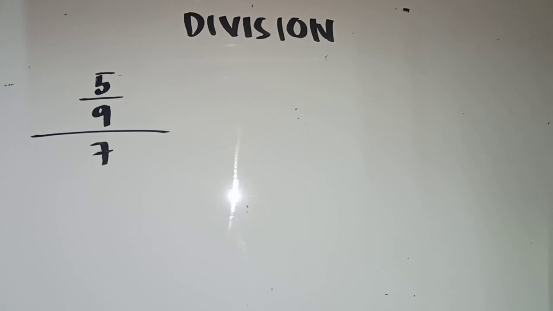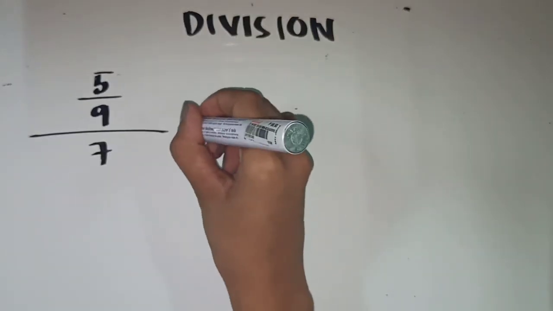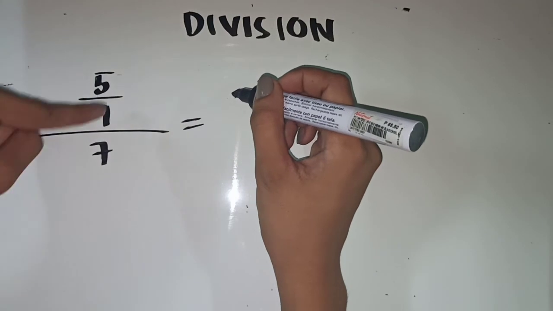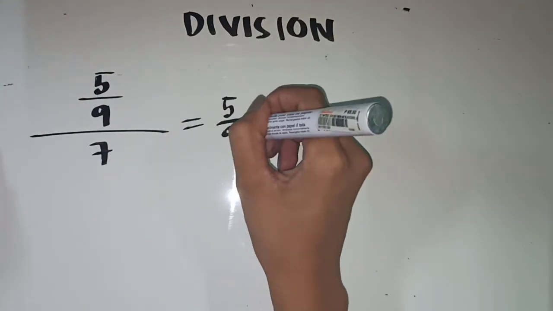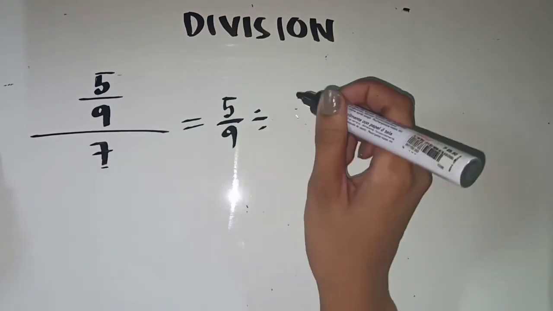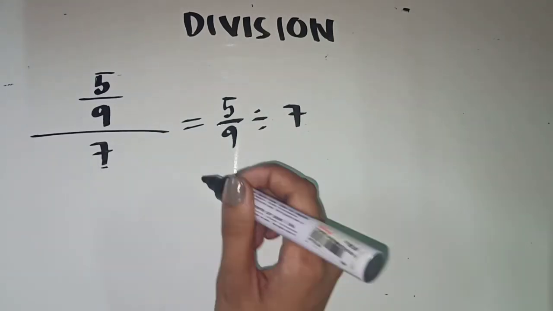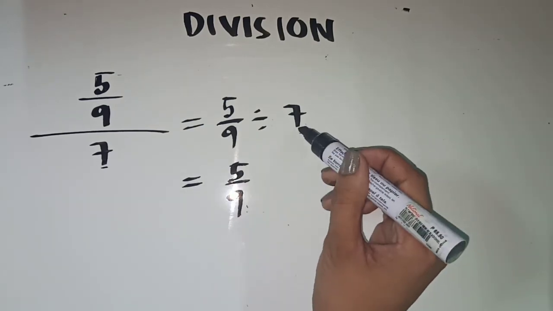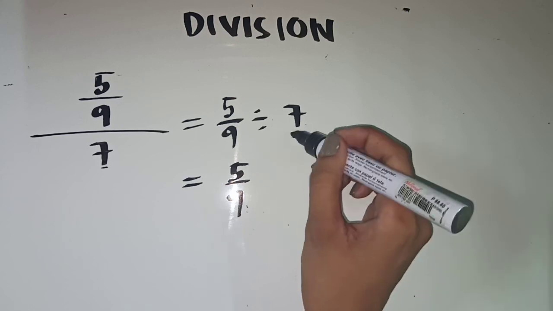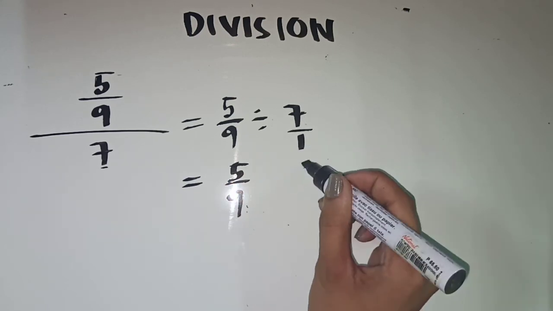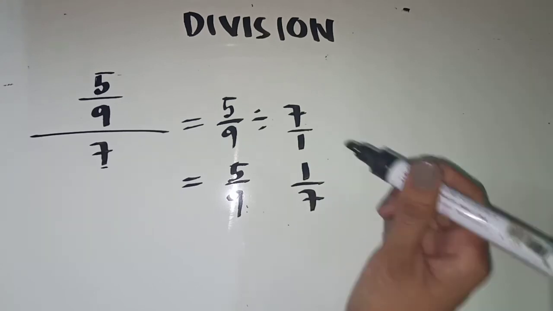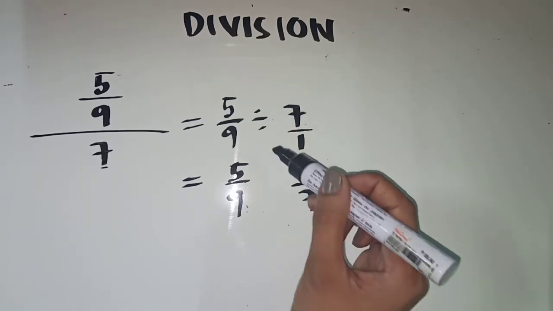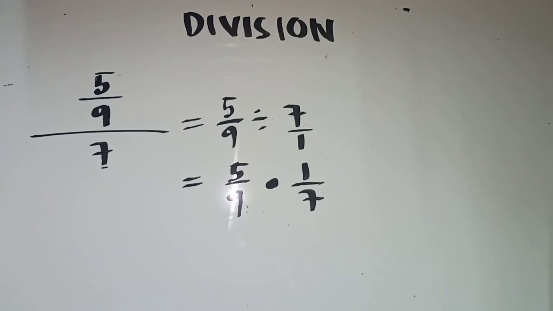Okay, so another example is 5 over 9 over 7. So it can be written as, numerator natin ngayon is yung 5 over 9, divided by the denominator which is 7. So balik tayo sa rule. Copy 5 over 9. Get the reciprocal of 7. Kapag binaliktad natin ang 7 over 1, it is 1 over 7. So, ang reciprocal ni 7 is 1 over 7. And this division will become multiplication.